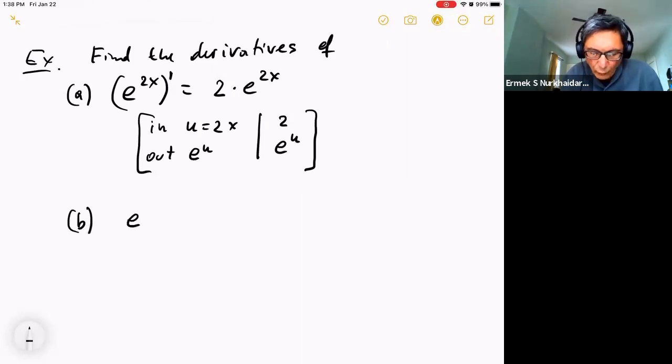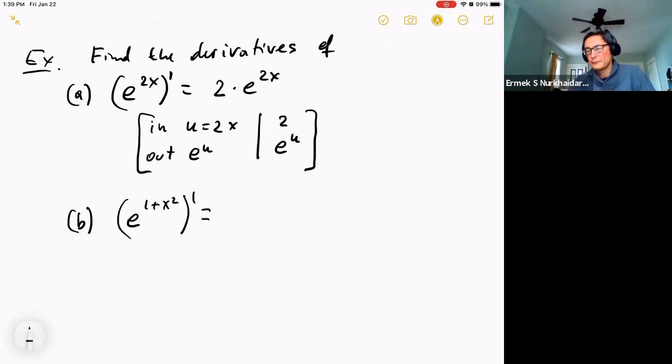For example, derivative of e to the 1 plus x squared is going to be equal to... so go ahead, give it a try. Same thing as we just did. The exponent is going to be our inside function, so we're going to take 2x e to the 1 plus x squared.